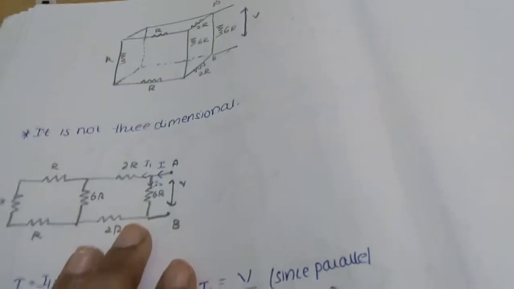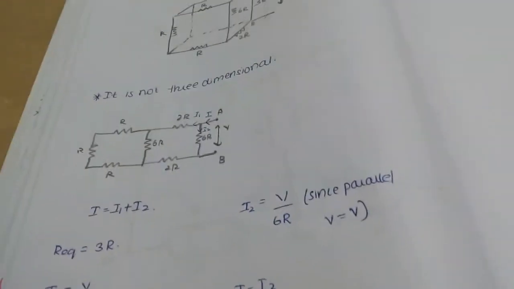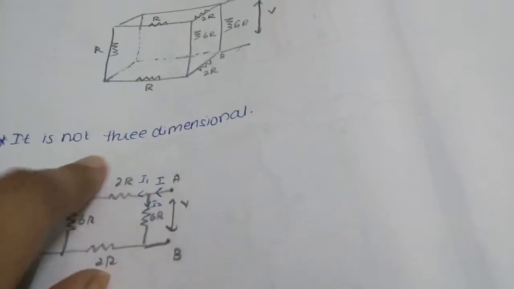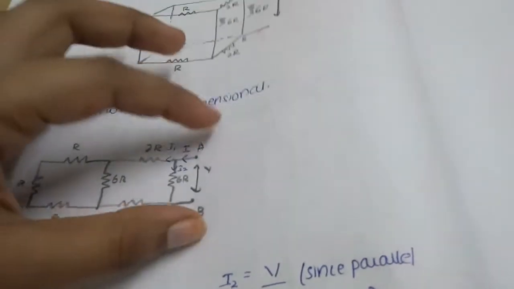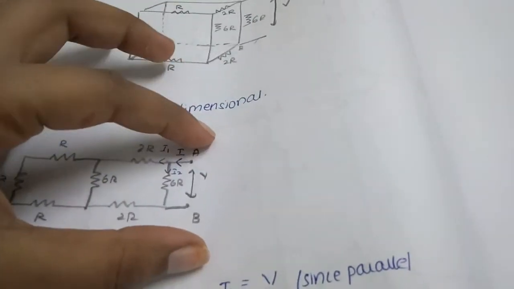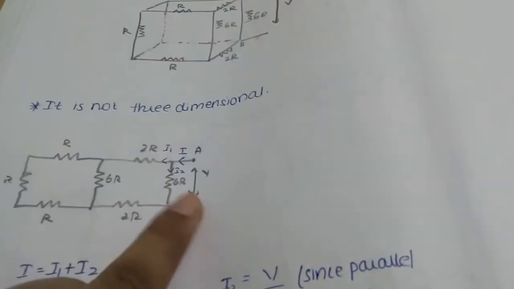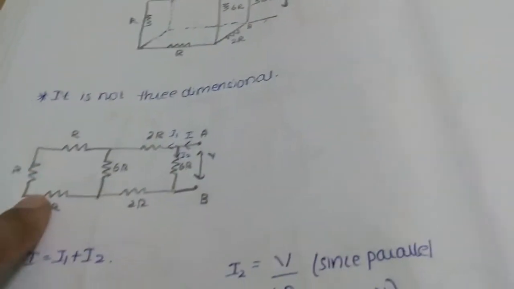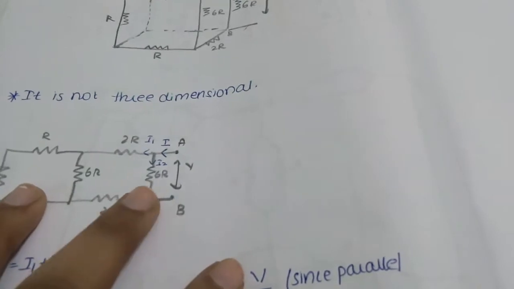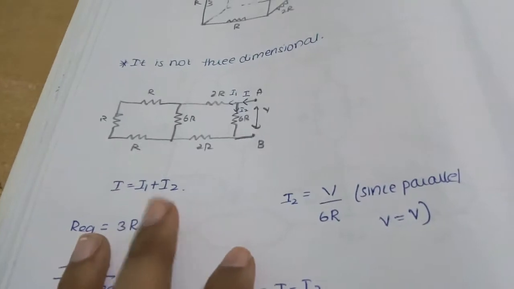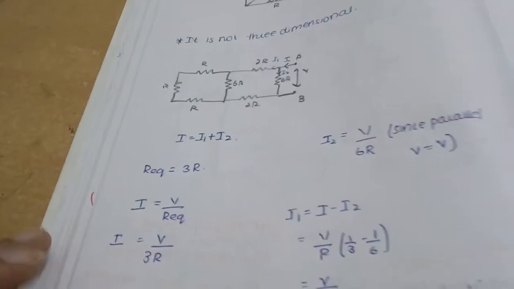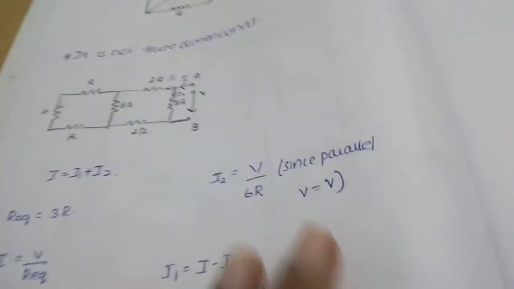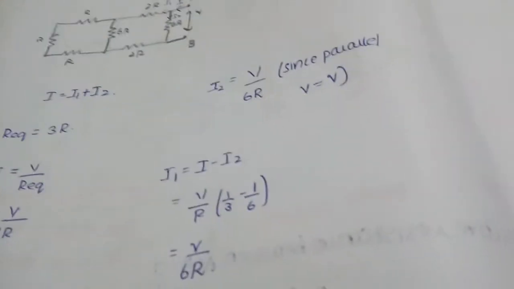And they are asking what is the current in this resistance. We know that the voltage V is the same throughout 6R, 6R and R. We know that this V is the same for 6R, 6R and 6R. And also you know that I is equal to I1 plus I2. So first find out R equivalent, then I is equal to V by 3R and I2 is equal to V by 6R. From this you may find out I1. That's it.